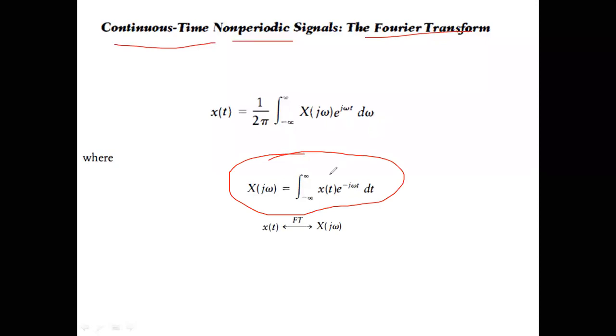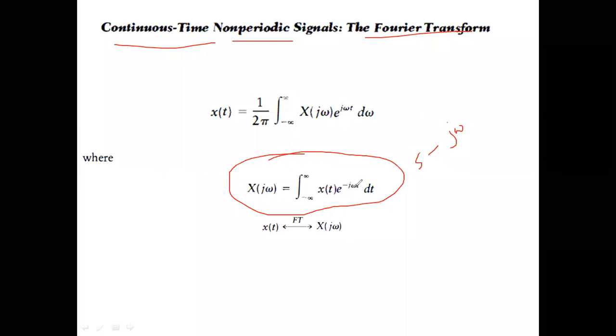Do you remember the expression for the Laplace transform? x of t e to the power minus st, right? So you simply replace s by j omega. You simply replace s by j omega, and your Laplace transform becomes the Fourier transform.